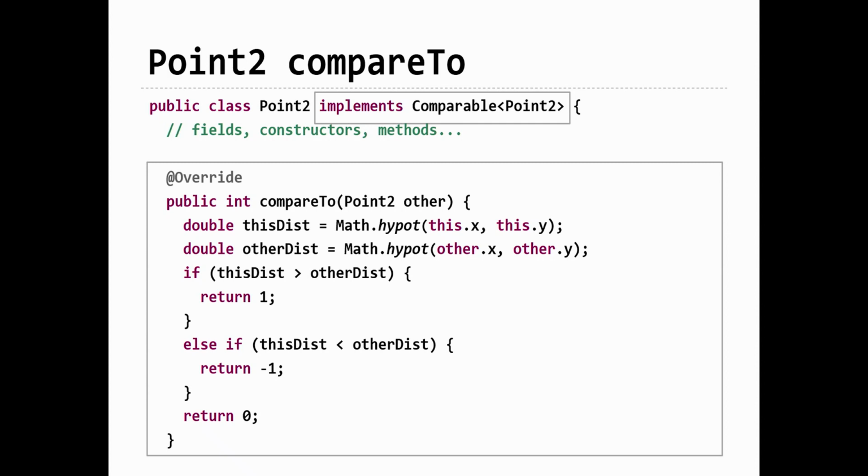So actually, is that true? Can hypot ever, actually it's not a problem in this case. I don't think hypot can ever return -0. So it may not be a problem here. But if you're in the situation where you're comparing two double values, and you use less than, greater than, and equals equals, you run into this very small problem here where -0 is equal to +0.